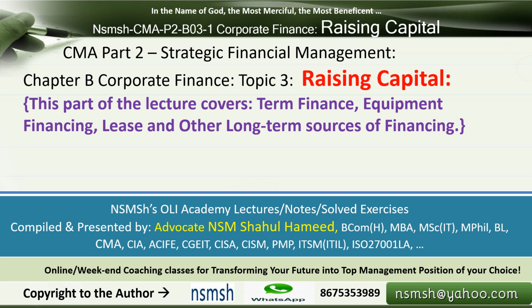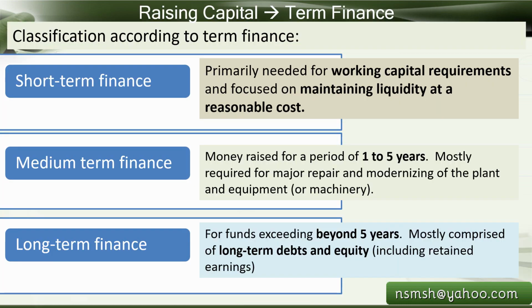Today's lecture is on CMA Part 2, Strategic Financial Management, Chapter B, Topic 3, about raising capital. Raising capital is mainly about term finance, which can be classified as short-term, medium-term, and long-term finance. Short-term finance is mostly about working capital requirements, like maintaining liquidity at a reasonable cost, which will be dealt with in the next topic.